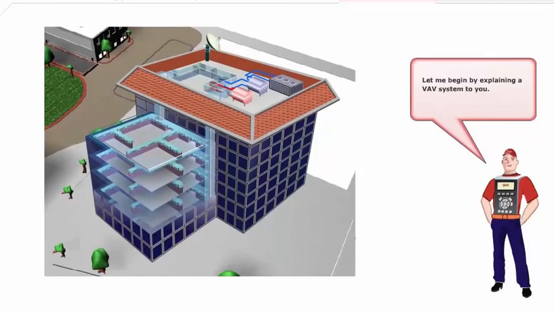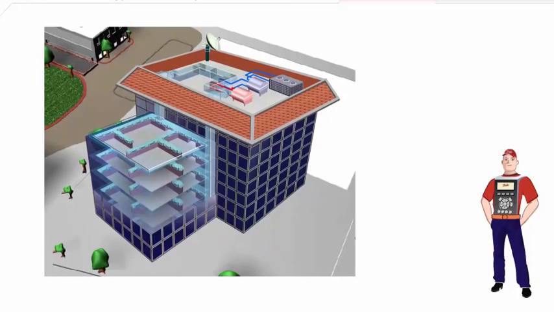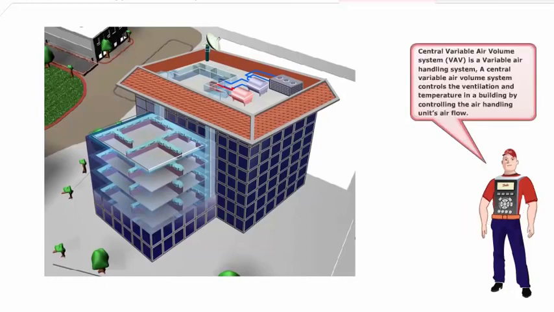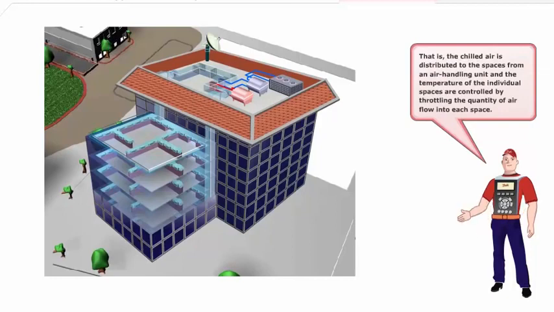Let me begin by explaining a VAV system to you. Central Variable Air Volume system is a variable air handling system. A central variable air volume system controls the ventilation and temperature in a building by controlling the air handling unit's airflow. That is, the chilled air is distributed to the spaces from an air handling unit, and the temperature of the individual spaces is controlled by throttling the quantity of airflow into each space.